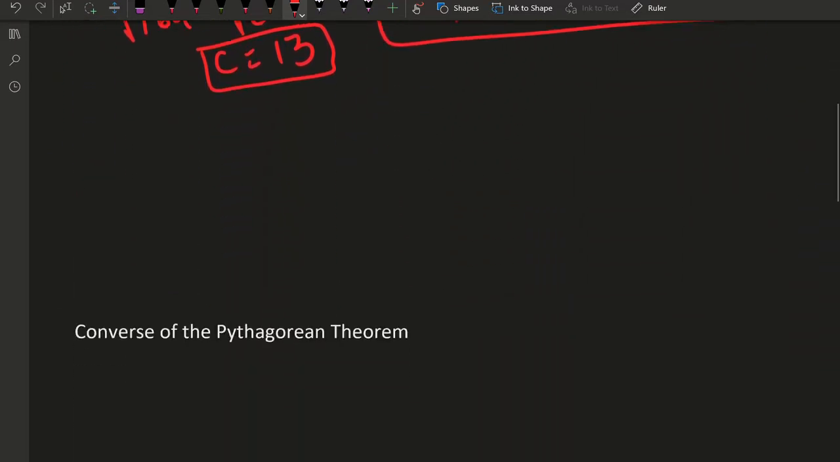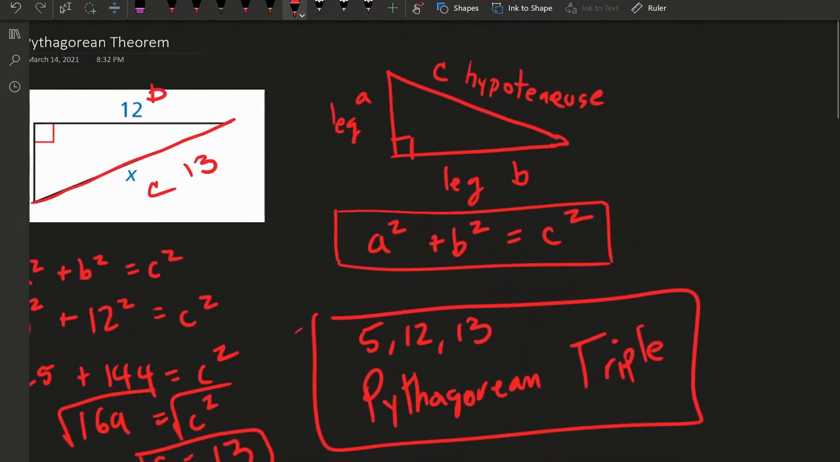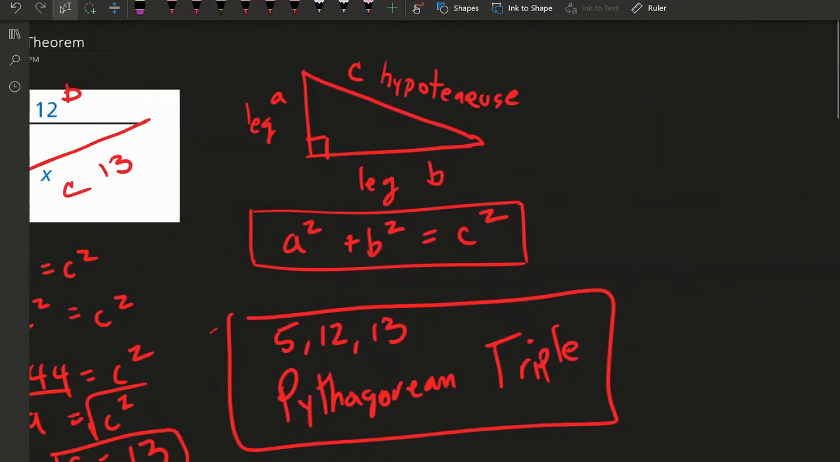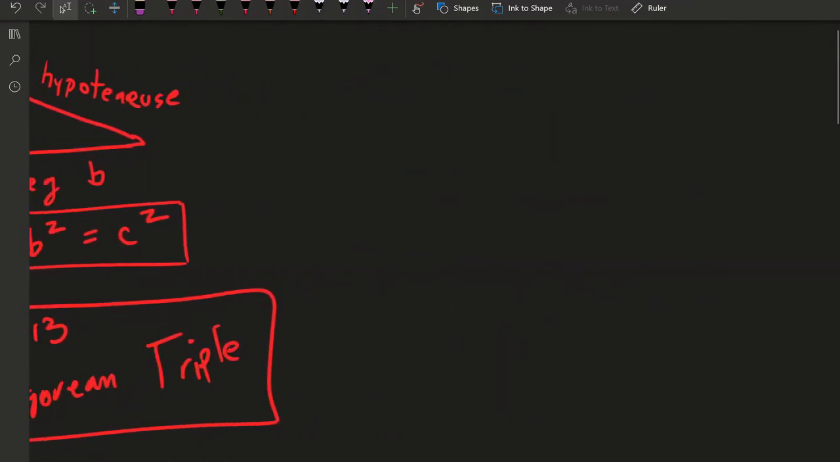So the more complicated version of this is, I didn't paste it here. One second.